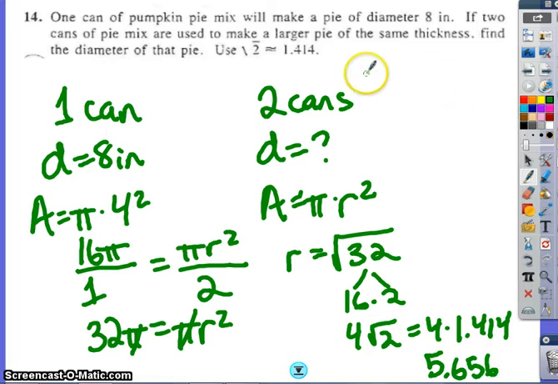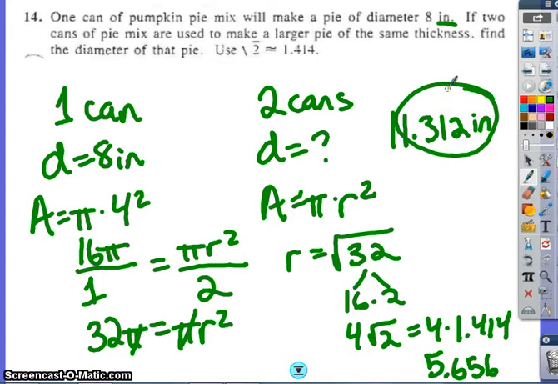5.656. Now this has to find the diameter of the pie, whereas we have just found the radius down here, so we want to take that 5.656 and multiply by 2. And if we multiply by 2, we get an answer of 11.312. If we go back and look for units, we're looking in inches here for a final answer.